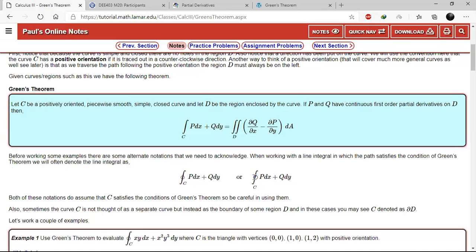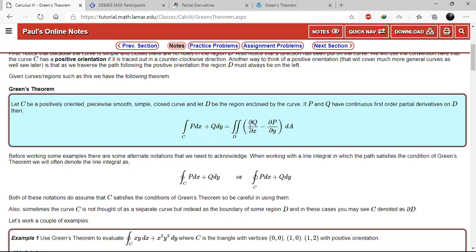So just the use of that circle means that it's a closed curve, and sometimes the sign of direction means that the orientation you're going to deal with here is counterclockwise. So for these denotations, do assume that C satisfies the conditions of Green's theorem. So we are going to see what those conditions of Green's theorem are. Actually, the conditions are just here.